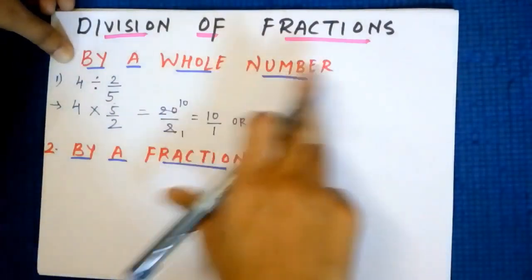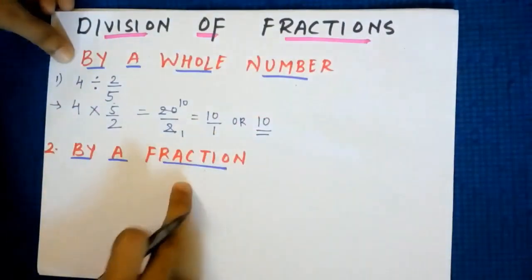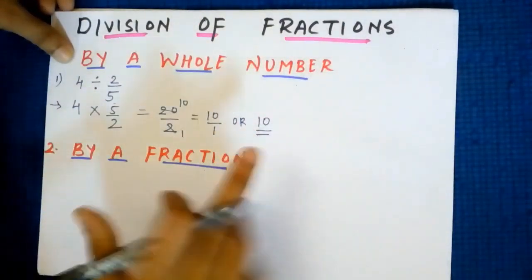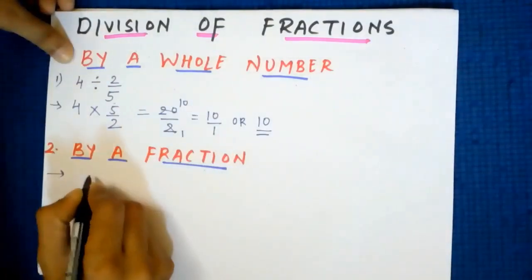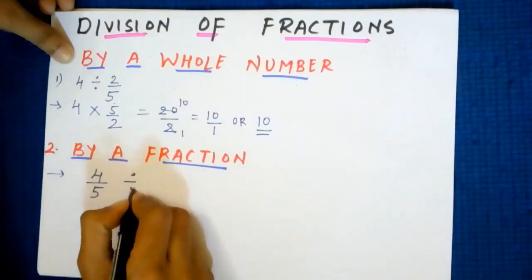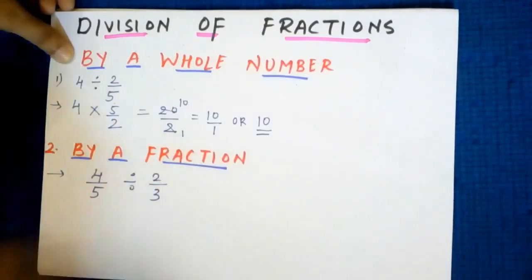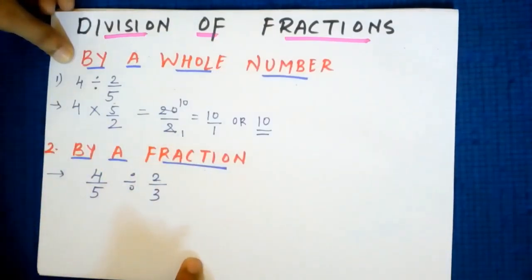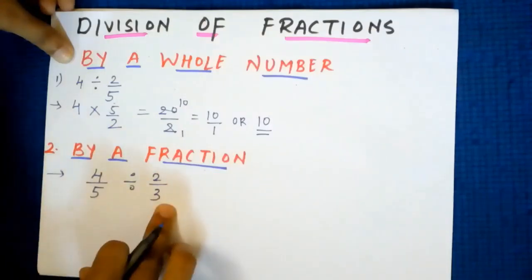Now we will see how to divide a fraction by a fraction, when both are fractions. Let us take one example. Suppose I am taking 4 upon 5 divided by 2 upon 3. This I have taken. Now here both are fractions.